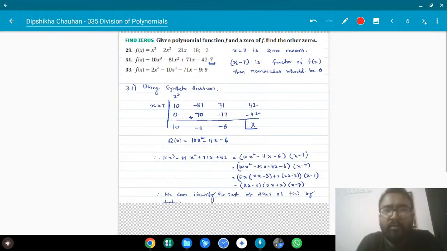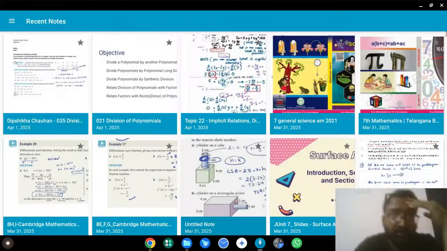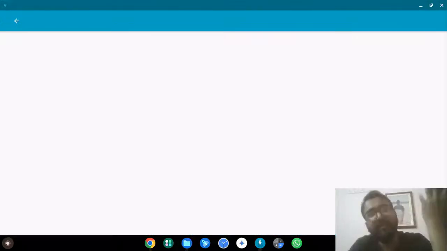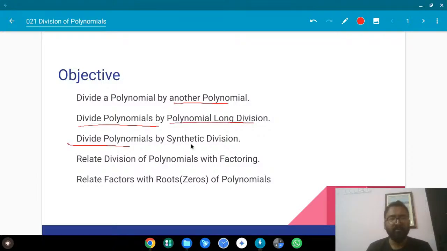I'll share this document, and we have to go to the next one. The next document is also there. I think it is division of polynomials, a slideshow. Let's see what he said here. Divide a polynomial by another polynomial, divide a polynomial by long division, divide a polynomial with synthetic division, relate division with factoring, relate factors with zeros or roots.